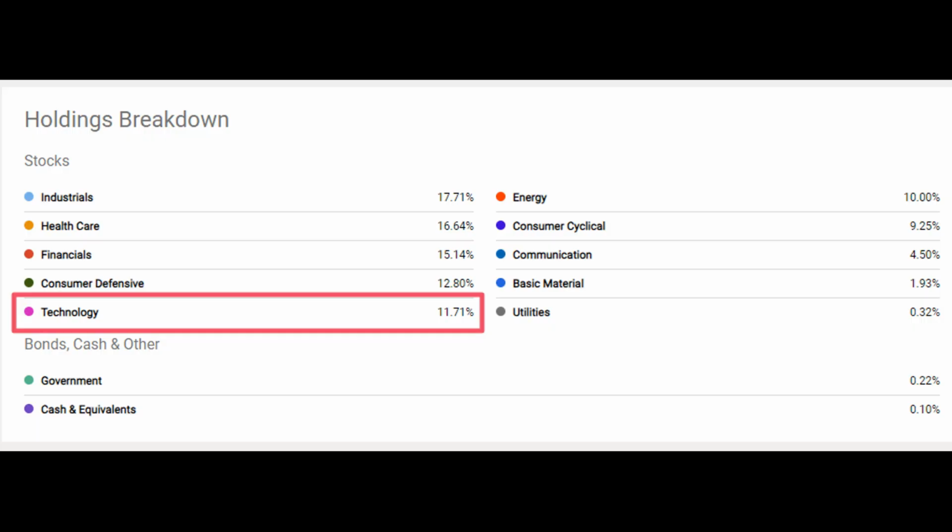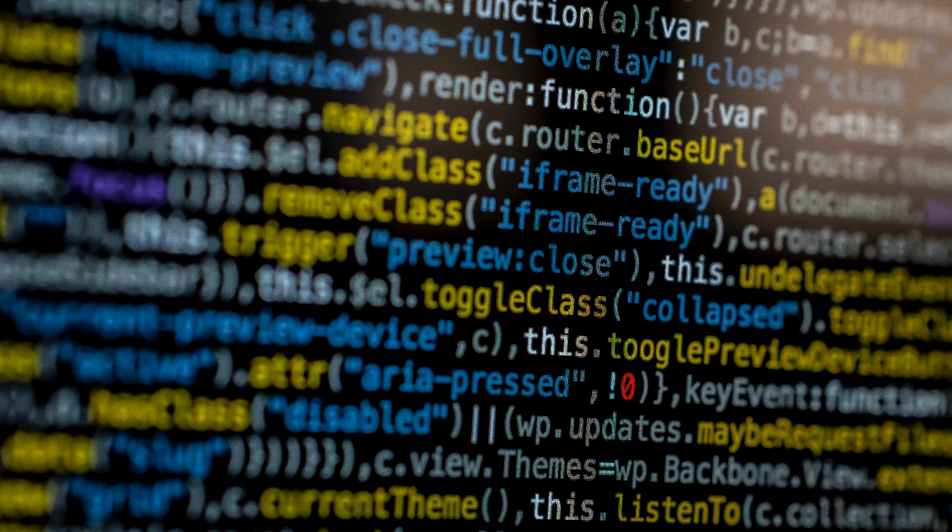Next sector, technology. The technology sector includes, surprise, companies involved in developing, manufacturing, and selling technology-related products and services. Businesses in the sector create products like smartphones, computers, software applications, internet services, semiconductors, etc. The technology sector is usually considered cyclical as it can experience ups and downs with economic cycles, but it often provides opportunities for long-term growth due to technological innovation.